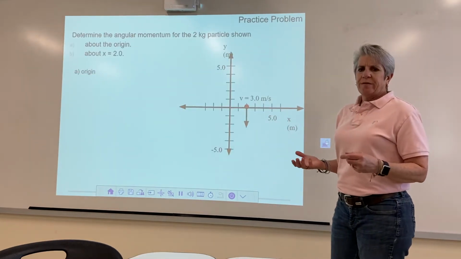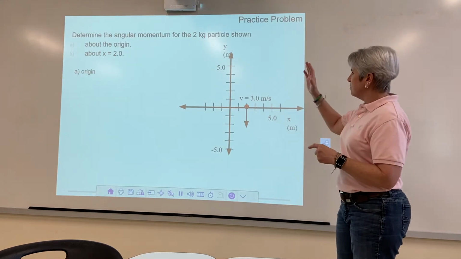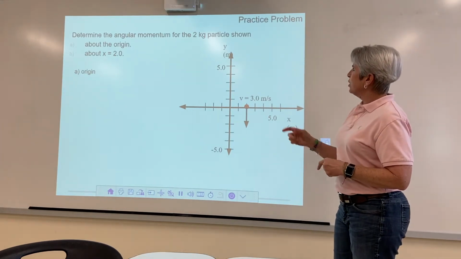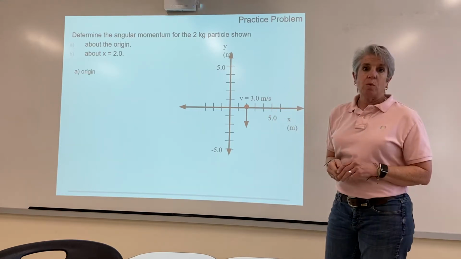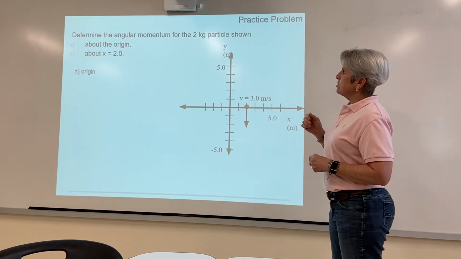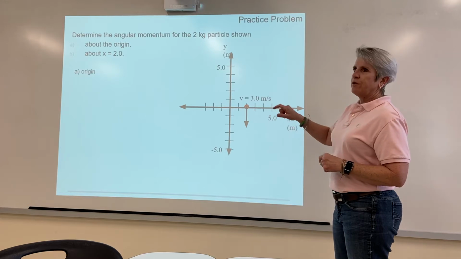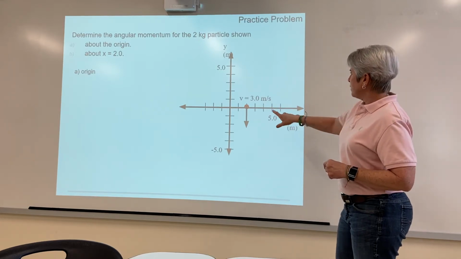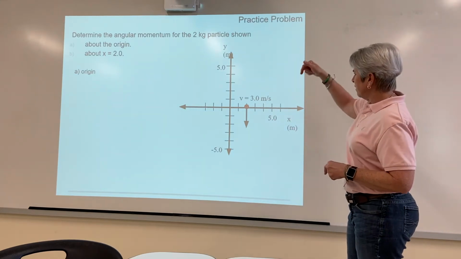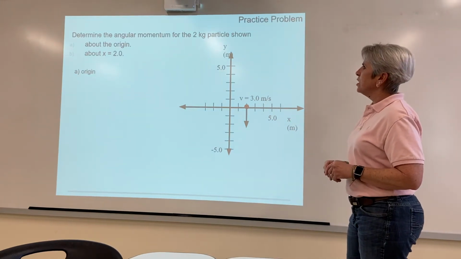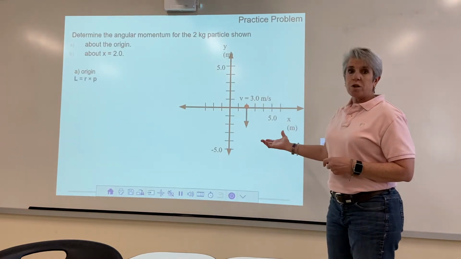So what if you have a much smaller scale? Let's take a look at this example. Here we have a coordinate system, x and y axes. We have an origin, and every tick mark represents 1 meter. This asks us to determine the angular momentum for the 2 kilogram particle shown if it's going around the origin. So here we have a 2 kilogram particle represented by this red dot. It has a velocity of 3 meters per second in a downward direction. So if we're looking at the origin and we want to know what this momentum is, we say L is R cross P.